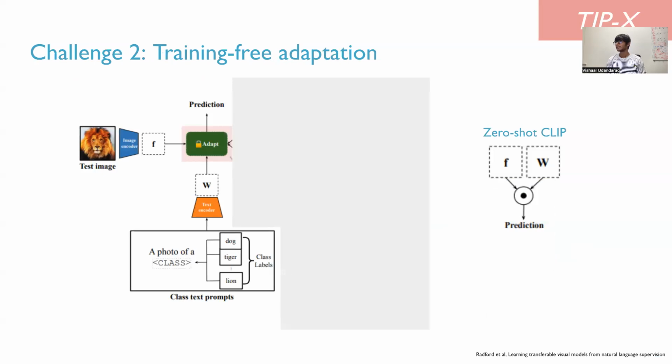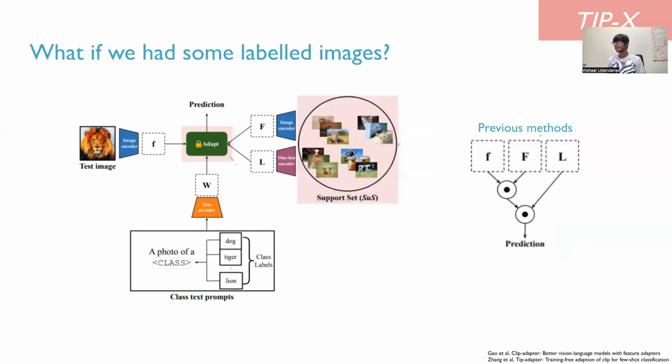The next challenge we face is coming up with a training-free adaptation method. Here we show zero-shot CLIP's pipeline. It essentially takes a test image and computes the image-to-text similarities between the test image and a bunch of target class prompts. If we did have some labeled images, a previous method called Tip-Adapter computes the image-to-image similarities between the test image and the few-shot labeled images. From this, they get nearest neighbor logits, which are augmented with the zero-shot CLIP logits to enhance performance.